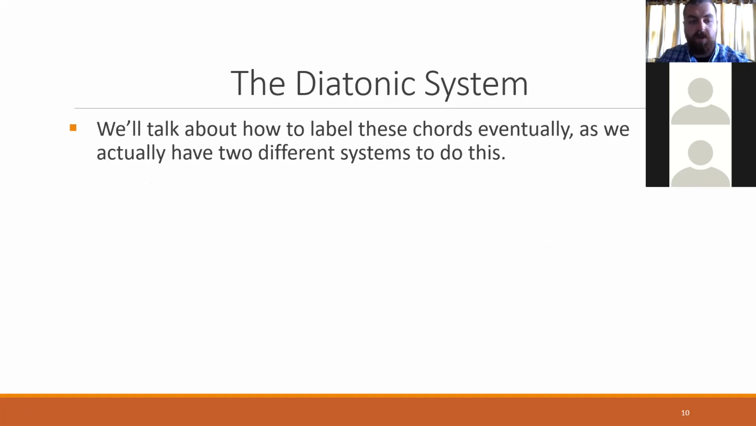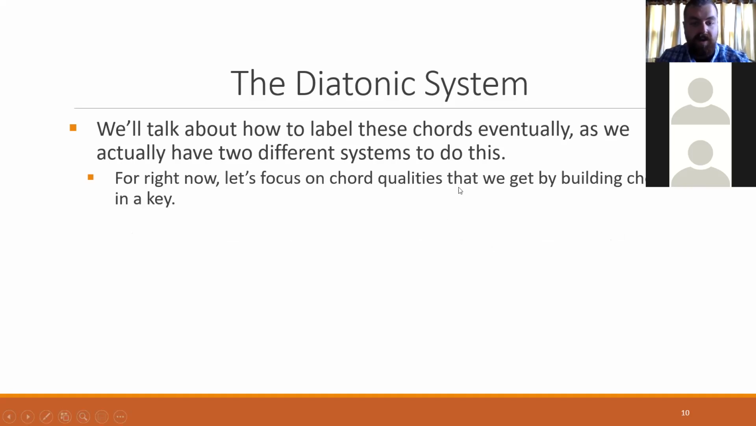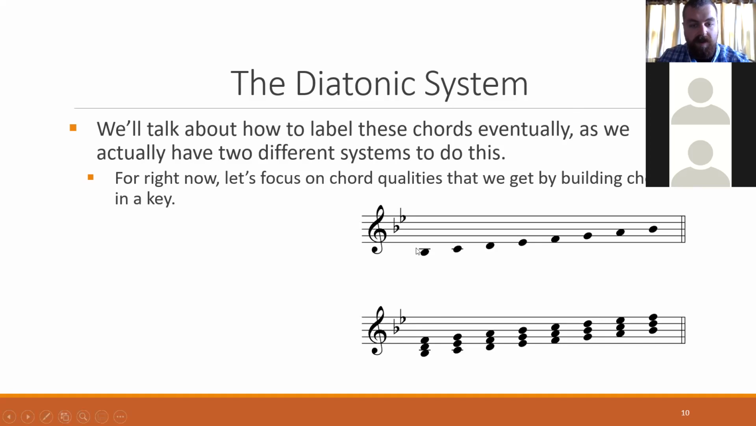So we'll label these chords eventually. We're going to spend 2 days this week talking about how to label them in 2 different ways. But for right now, let's just go ahead and focus on the chord qualities that we get by building chords in a key. So we have a B flat scale here. Whole half. We've got our key signature there, etc.